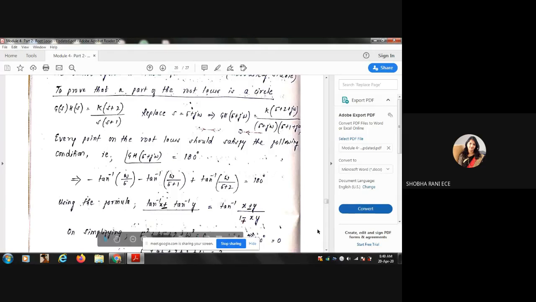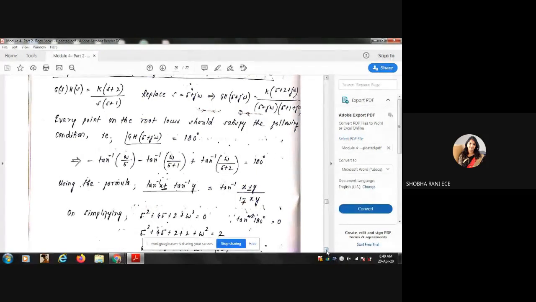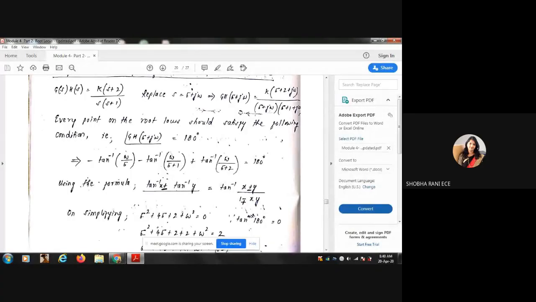And one more condition. To prove that the root locus is a circle, you have to keep in mind that every point lying on the root locus should satisfy the following condition. The condition is that the phase angle of G(sigma plus j omega)H(sigma plus j omega) should be equal to 180 degrees. So how do we find the phase angle? We have GH of sigma plus j omega. Just look into the numerator, the first line here, K into (sigma plus 2 plus j omega).